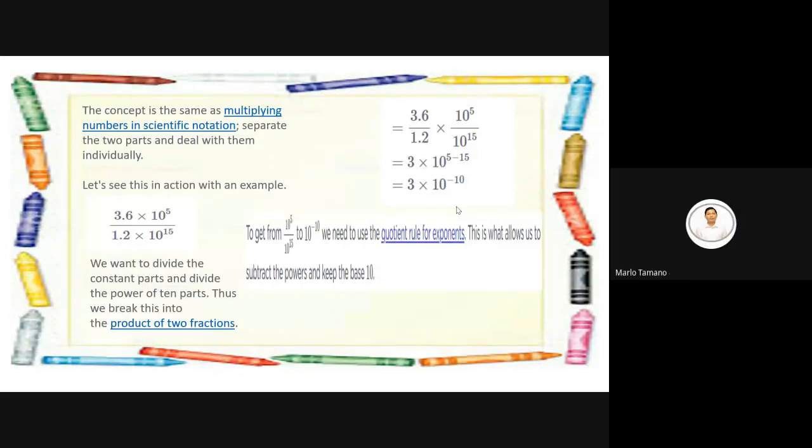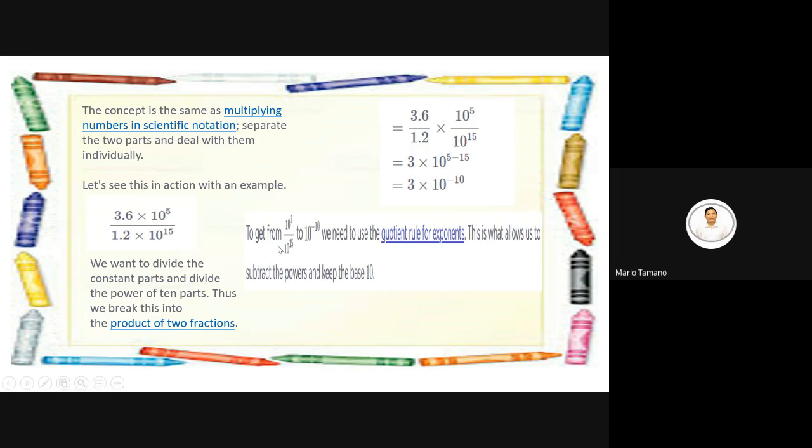Dapat po ma-recall po ninyo yung addition and subtraction of integers. Sa subtraction of integers, change the operation. Change the sign of the subtrahend. Okay, then proceed to addition and copy the sign of the greater absolute value. Kaya 3 times 10 to the negative 10 po. Yan po yung ating final answer.